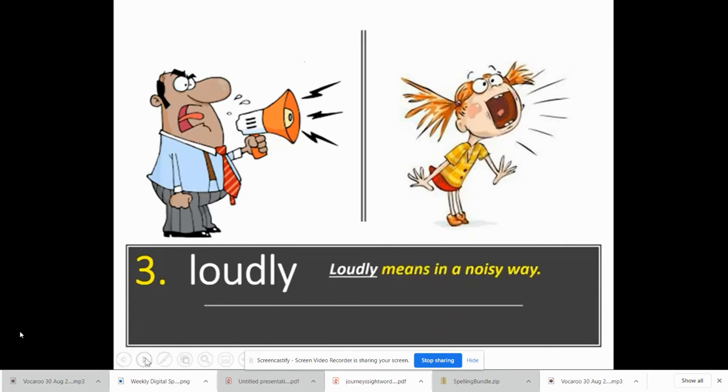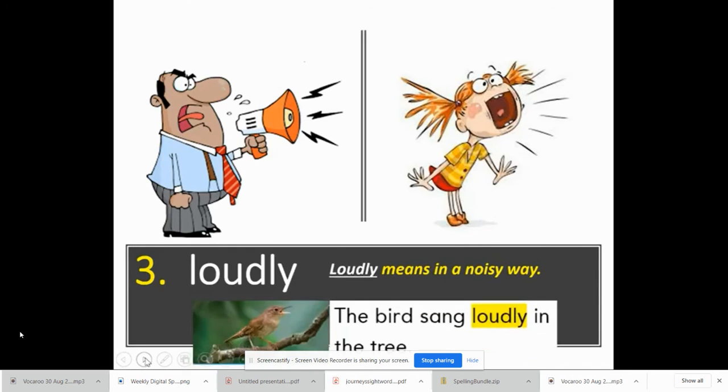Loudly is our vocabulary word. Loudly means in a noisy way. The bird sang loudly in the tree. How do I use it? I said my name loudly so that everyone could hear it. Are you allowed to talk loudly in the library? Our vocabulary word is loudly.